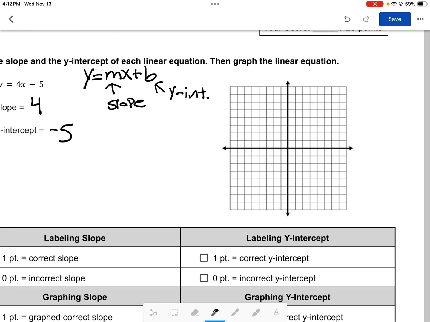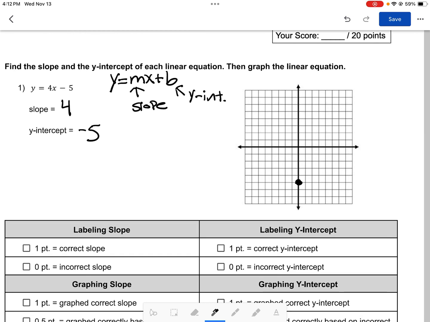So looking at this graph, I always start graphing at the y-intercept. So I'm going to count down 1, 2, 3, 4, 5, and plot a point. I always start at that y-intercept. 0, negative 5. I'm going to count up because my rise over run is 4 over 1. And again, that's because when I take 4 and divide it by 1, I get 4. So from this point, I'm going to count up 1, 2, 3, 4.